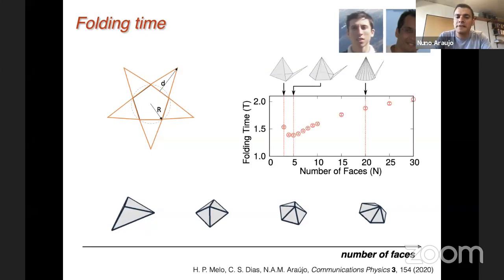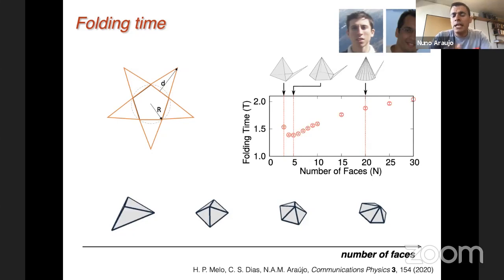What we observed is that the total folding time, the time it takes for all the faces to close, is a non-monotonic function of the number of faces. In fact, we see an optimal value around 5 that minimizes the folding time.